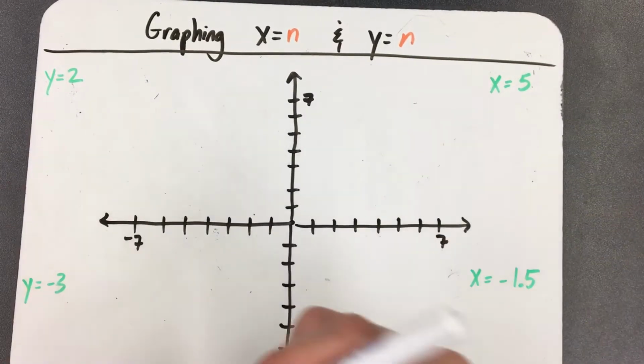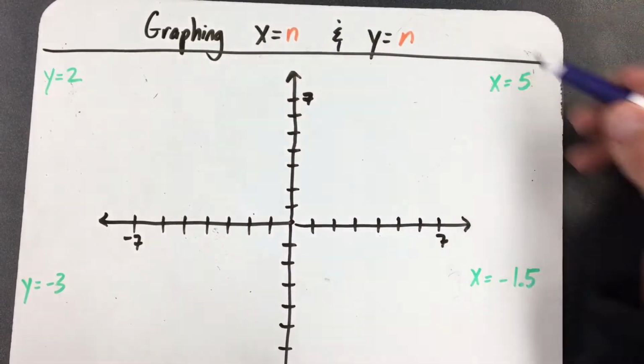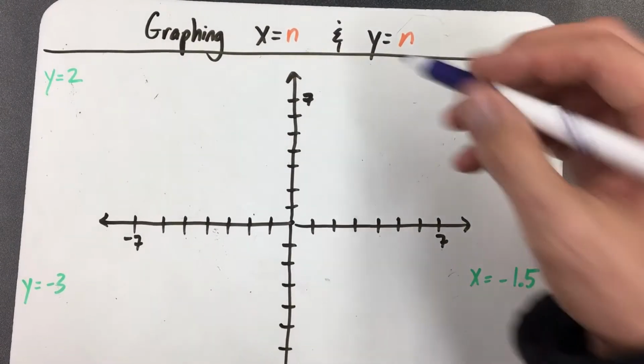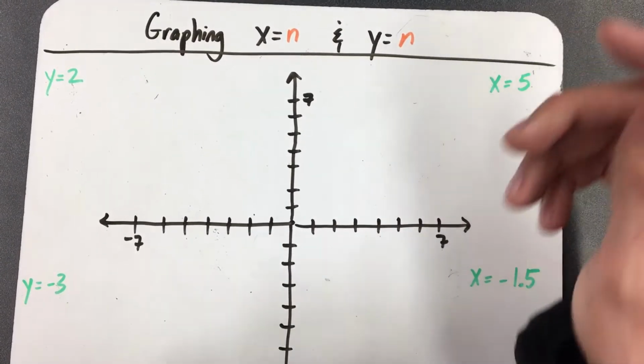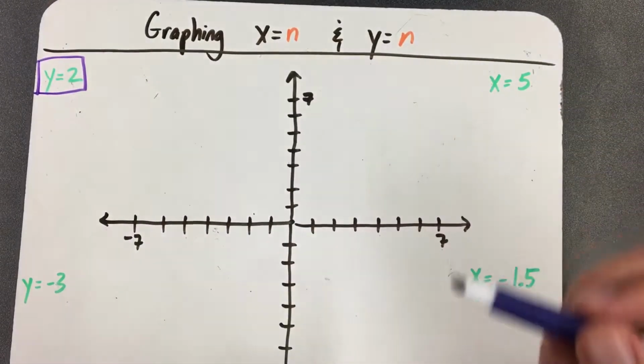So how do we graph it when you have x equals a certain number? I just put in for number because I didn't know whether to put 5 or whatever. How do you graph it when y equals something, right? So let's start with this one. Let's say this is our problem right here. We need to graph y equals 2.